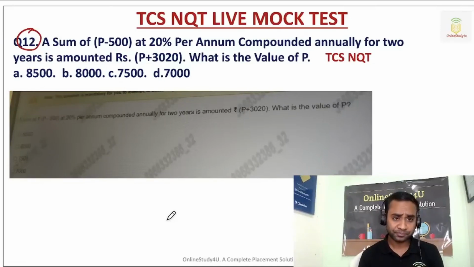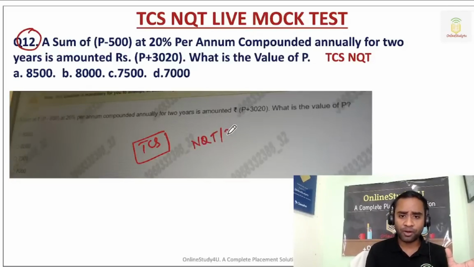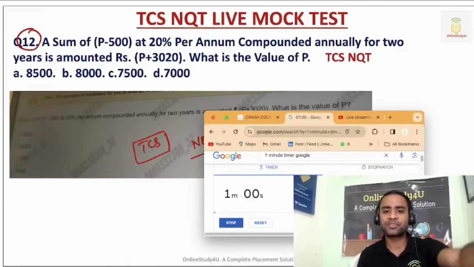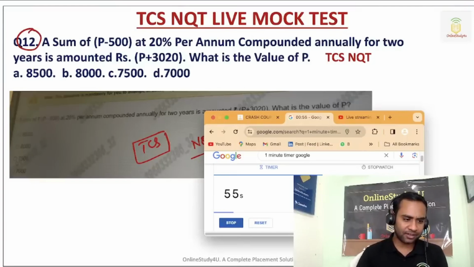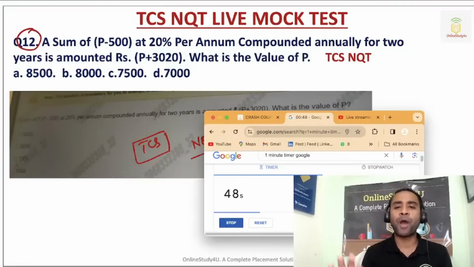Now, see the screenshot taken from the TCS exam, all these problems, NQT or smart hiring, so it will be useful. Now, a sum of P minus 500 at 20% per annum compounded annually, so your time starts now. Come on, let us see how many of you are able to solve this. A sum of P minus 500 at 20% per annum compounded annually for 2 years amounts to P plus 3020. What is the value of P?